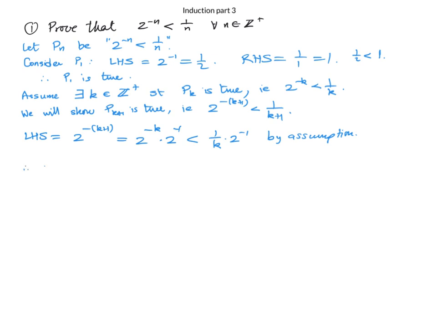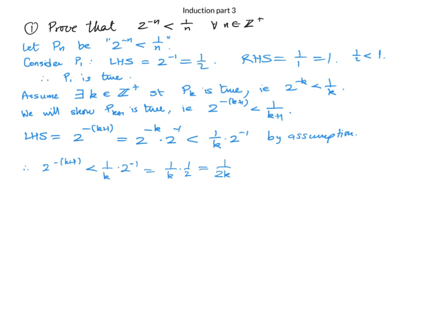Therefore, 2 to the negative quantity k plus 1 is less than 1 over k times 2 to the negative 1. And now we're going to work with that 2 to the negative 1. This is still equal to 1 over k times 1 over 2, in other words, 1 over 2k. Now I want you to notice that this denominator here is 2k. What I'm trying to get is k plus 1. So I need to make an argument that 2k, the denominator there, is bigger than that denominator there.